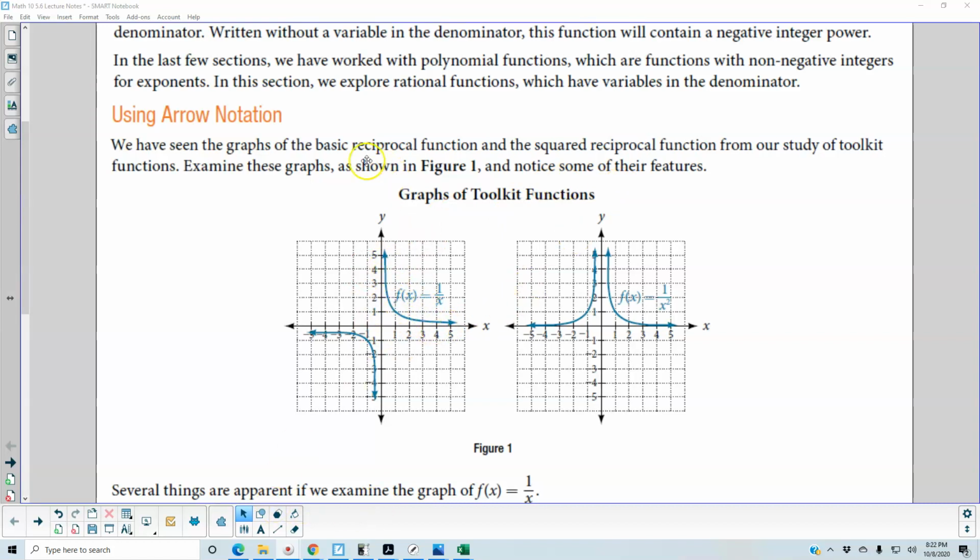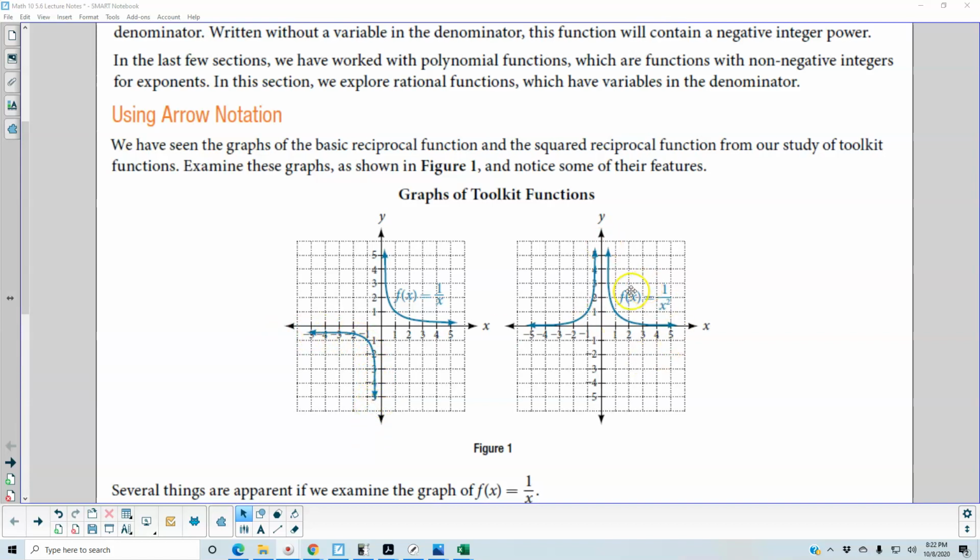If we take a look at the reciprocal function 1/x on the left, you can see what's happening with this graph. On the top right, it's approaching positive infinity towards the y-axis and approaching the x-axis. On the bottom left, it's approaching the x-axis going towards negative infinity, and approaching the y-axis as it goes to negative infinity.